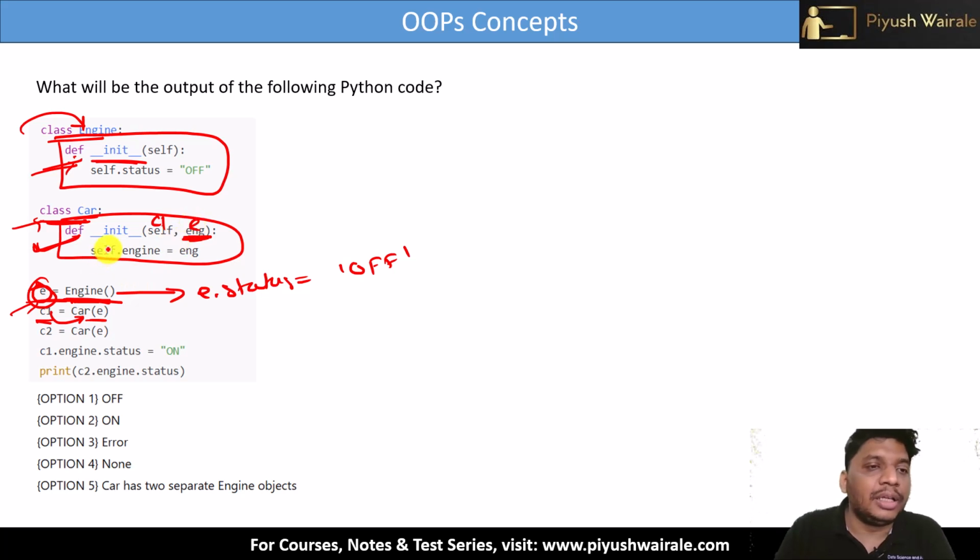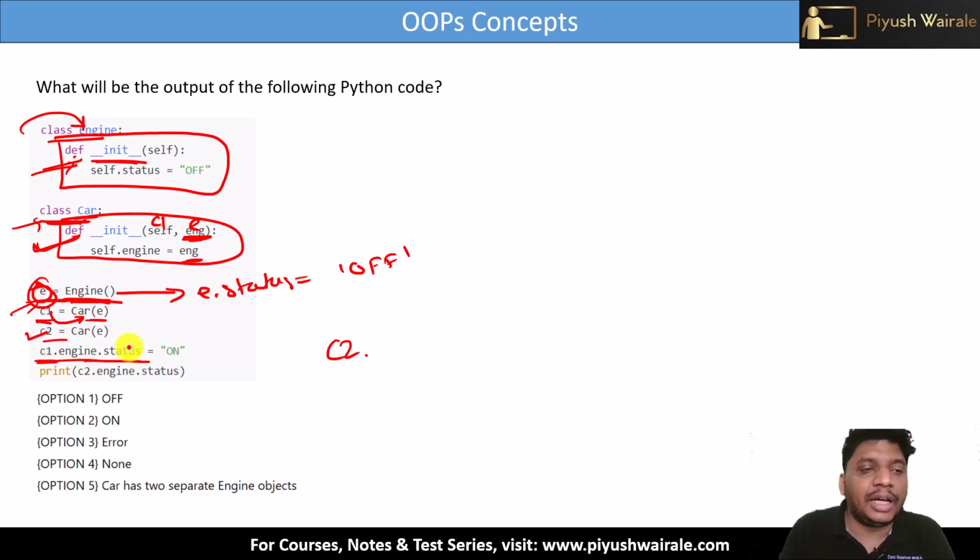Now what does this mean? C1.engine equals this particular thing here. Okay. Now at this particular point, what will happen? C2 equals Car(E). Same thing here. C2.engine will be this E here, right? Now what we are going to do at this particular point? C1.engine.status is equal to on. C1 basically belongs to the class Car. Engine.status equals on.